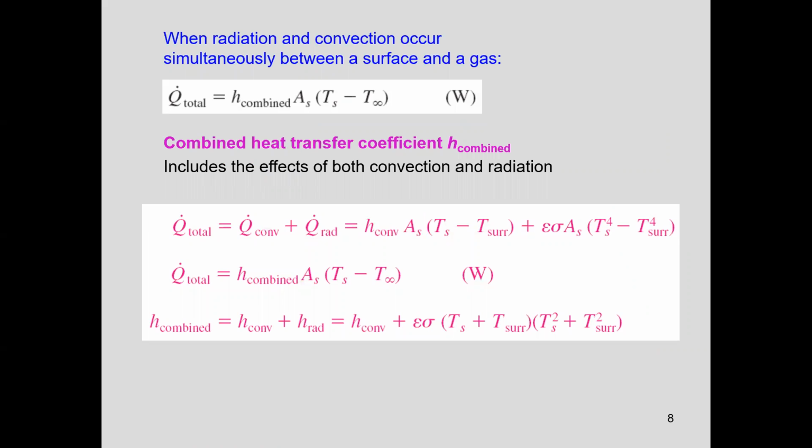When radiation and convection occur simultaneously, we can have a combined equation like this, where the heat transfer coefficient is modified and includes the effects of both convection and radiation. I think these are a bit advanced topics and may not really be required for the discussions currently, but these are all for the concept so that we understand where we're going.